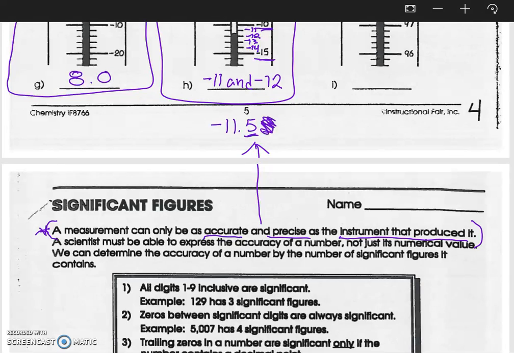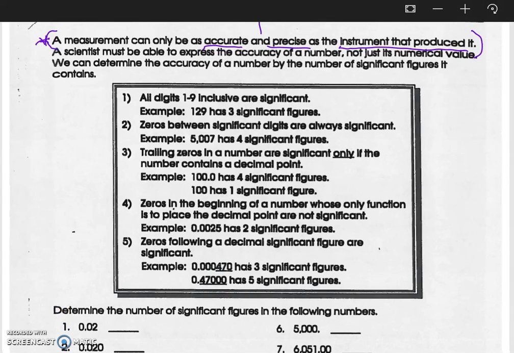So let's go on and talk about some rules. Our first rule here is all digits 1 through 9 inclusive are significant. So basically what that means is any number that is not a 0 is considered significant. So here we have a 1, a 2, and a 9. None of those are zeros. So this number, 129, has 3 significant digits in it.